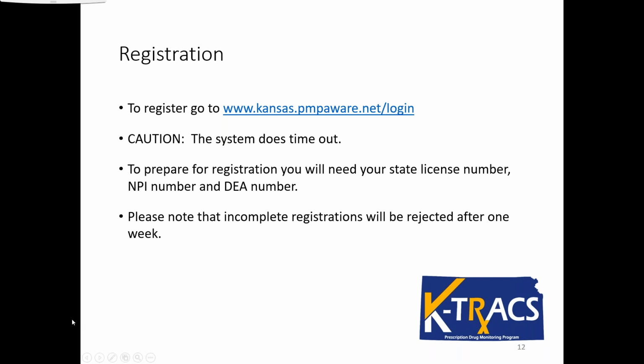To register with K-Trax, the email address given is where you go to register. If you have any questions, please do not hesitate to call me, text me, or email me. Basically, the things to remember is this system does time out. If you think you can't finish and don't have all the information, please hit the continue later button, which we've recently added, which will help you and me both a lot. To prepare for registration, if you are a provider, you will need your state license, your NPI number, and your DEA number.